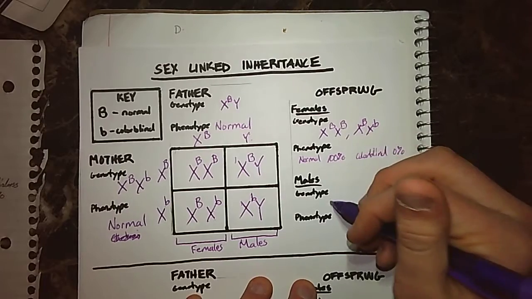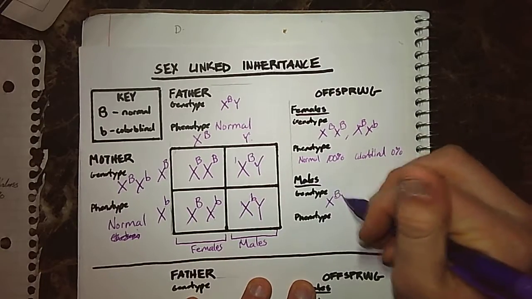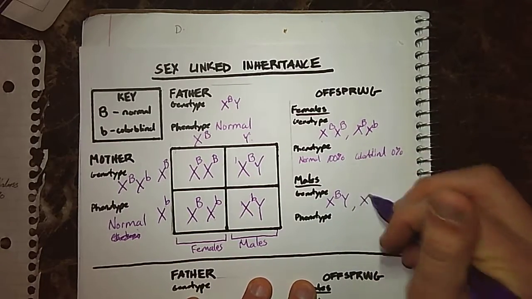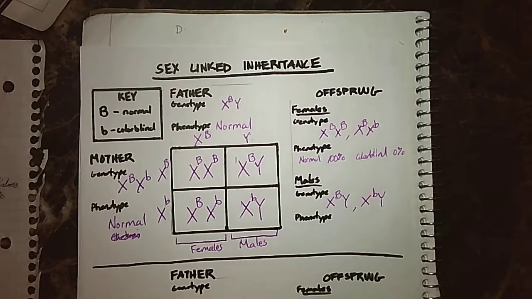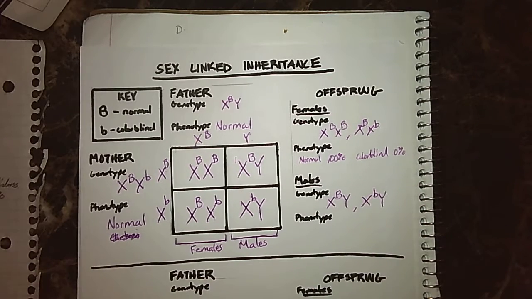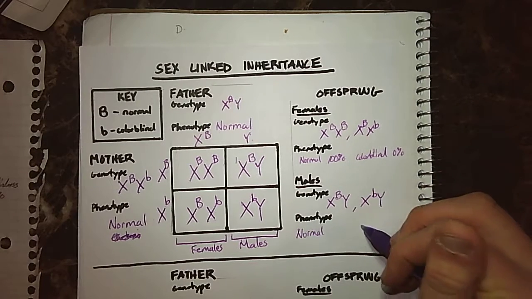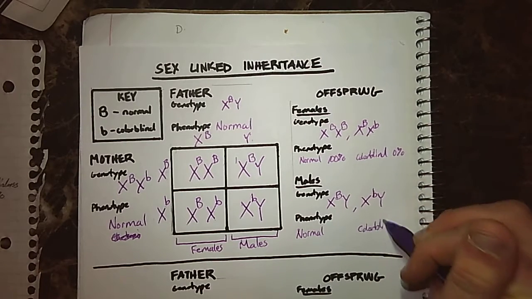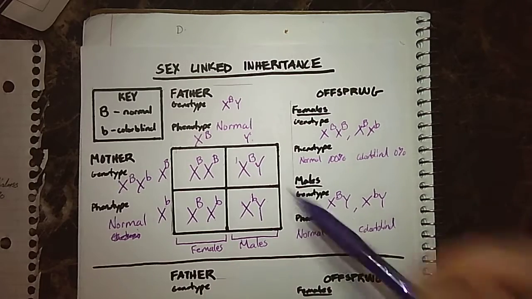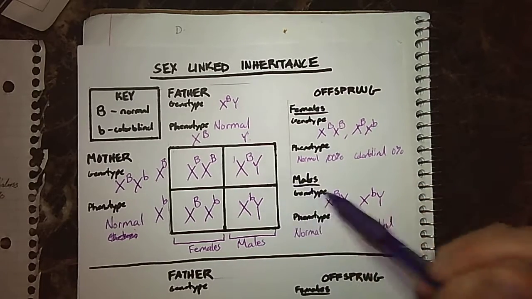And so my 2 genotypes are going to be X, big B, and Y. And X, little b, Y. So now let's look at what phenotypes I would see. Normal and colorblind. Okay. For this box, I only have 2 to look at for males in this case.